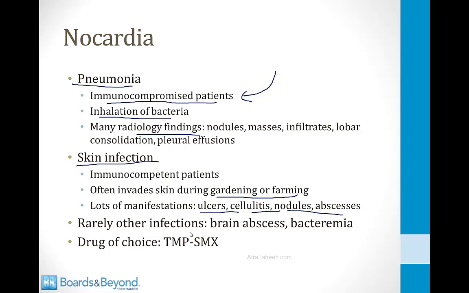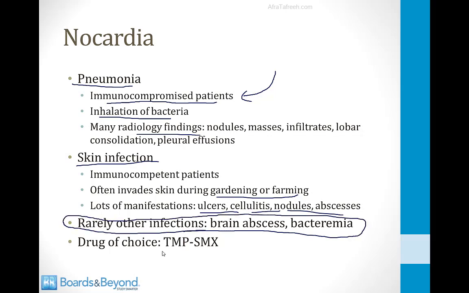It can very rarely cause some other infections like brain abscesses and bacteremia, but this is very uncommon. And the drug of choice to treat nocardia is to use Bactrim, which is also called TMP-SMX. And that concludes our module on other gram-positive bacteria.